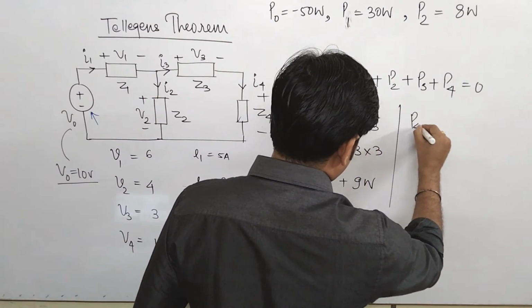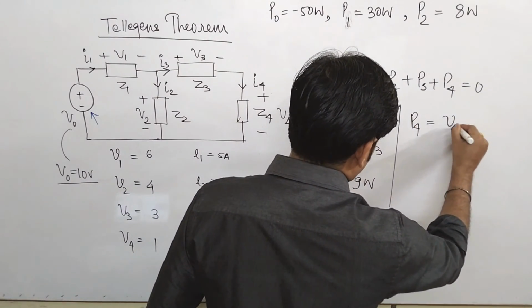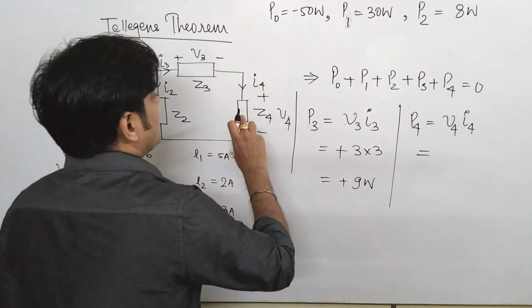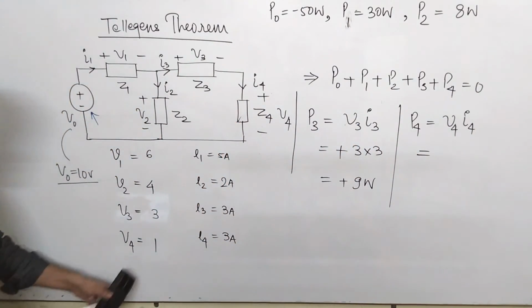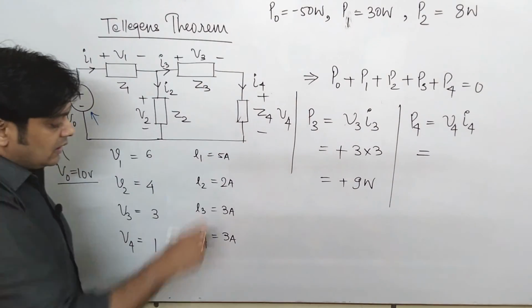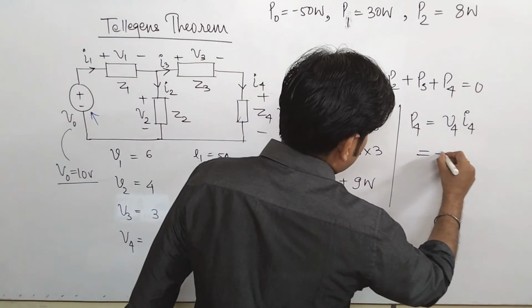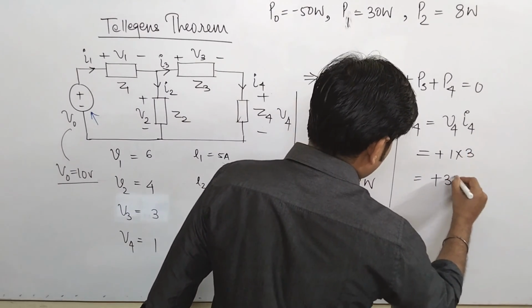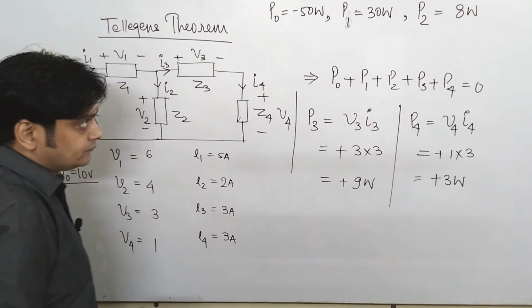If you talk about P4, that comes to be V4 into I4. Now if you see V4, this is your voltage V4. The value of V4 is 1 volt. Again current I4 is entering, so that comes to be plus, it is 1 into 3, so that comes to be plus 3 watt.